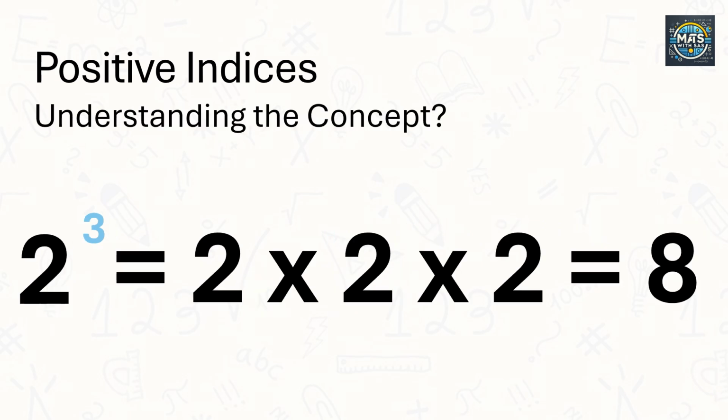A positive exponent means we repeatedly multiply the base by itself. Here's an example. 2 raised to the power of 3, or 2 cubed, means 2 times 2 times 2. The result is 8. Try this. What is 4 cubed? Write your answer in the comments.